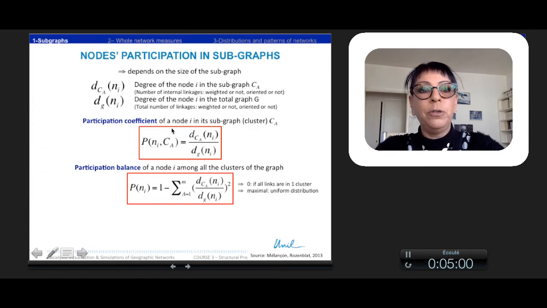Now, we can take into account the node participation in a subgraph. Let's take, for example, the degree of a node i in the subgraph, the cluster A, which is the number of internal linkages. And let's take into account the whole degree of the node i in the total graph g. So the participation coefficient of a node i in its graph will be the proportion of the degree of i that is included inside the cluster A, divided by the total degree of i.